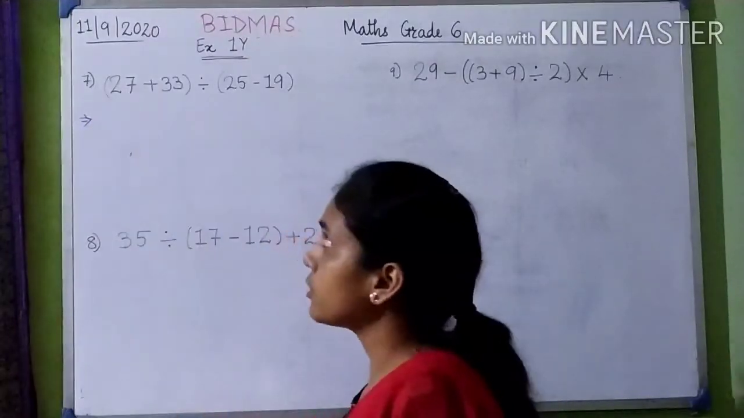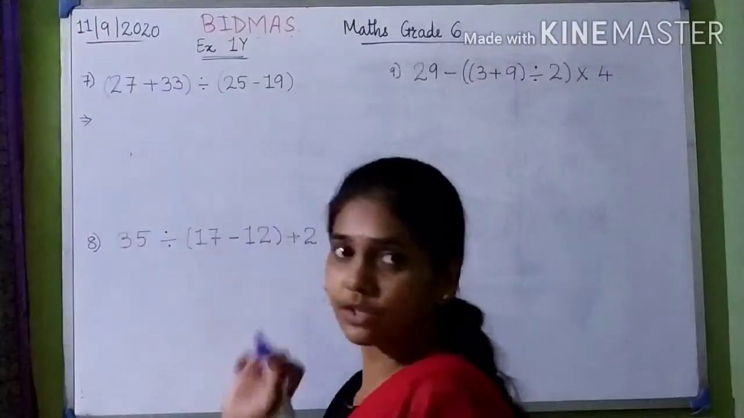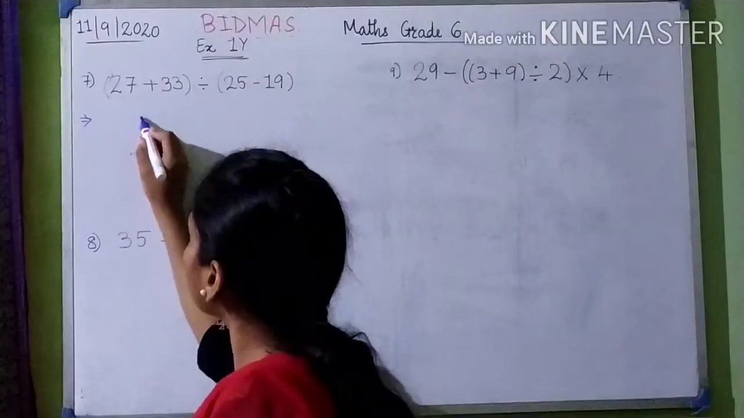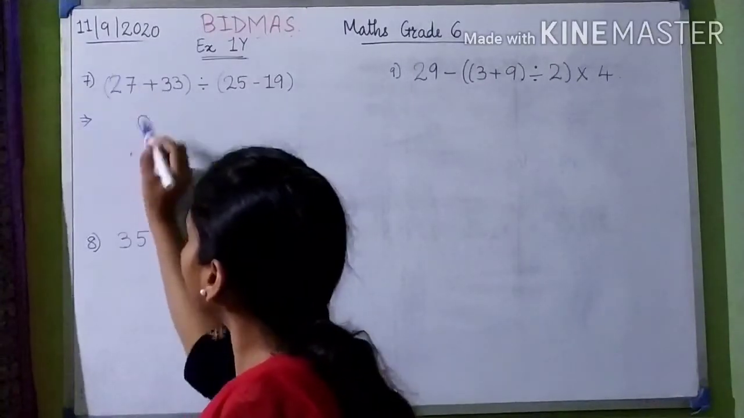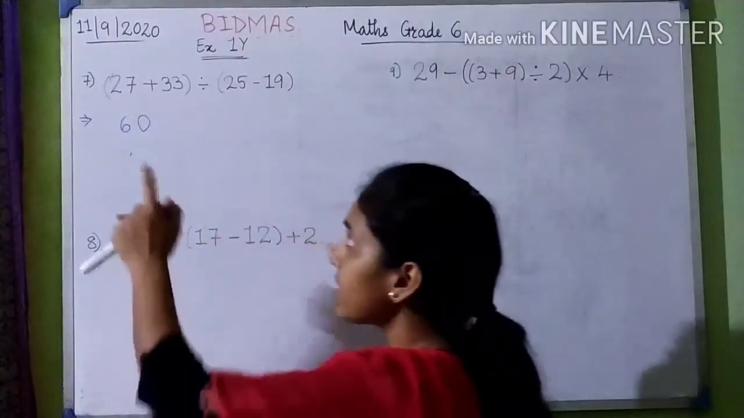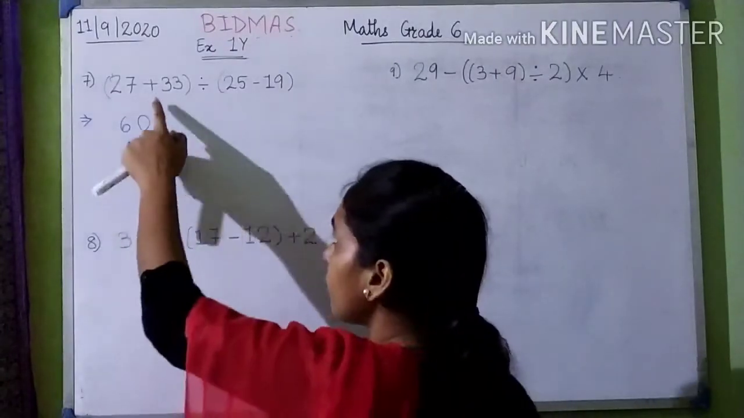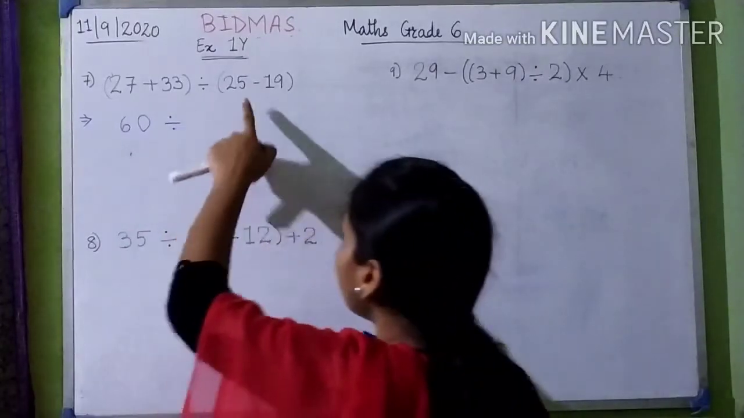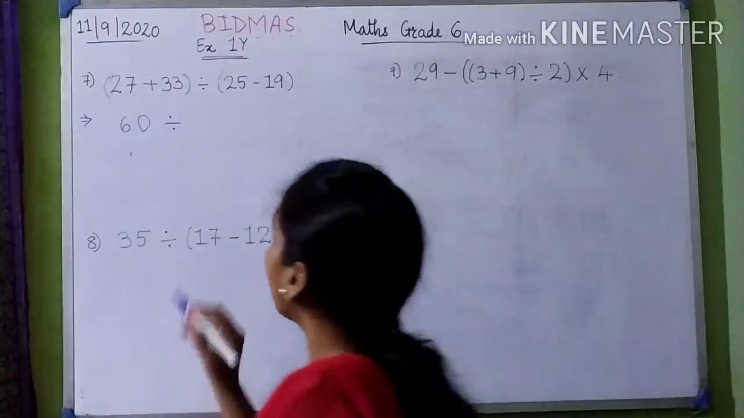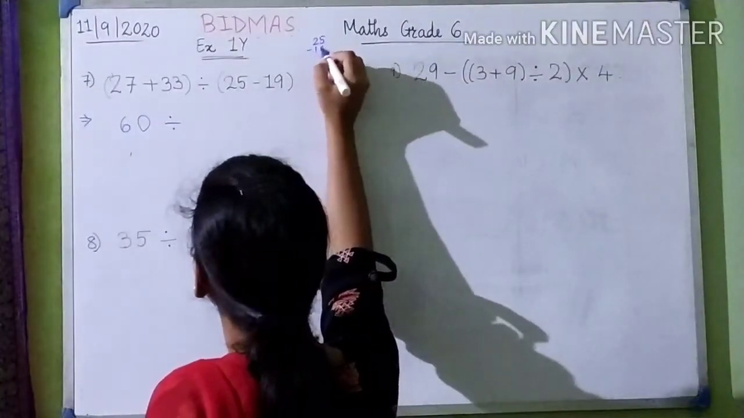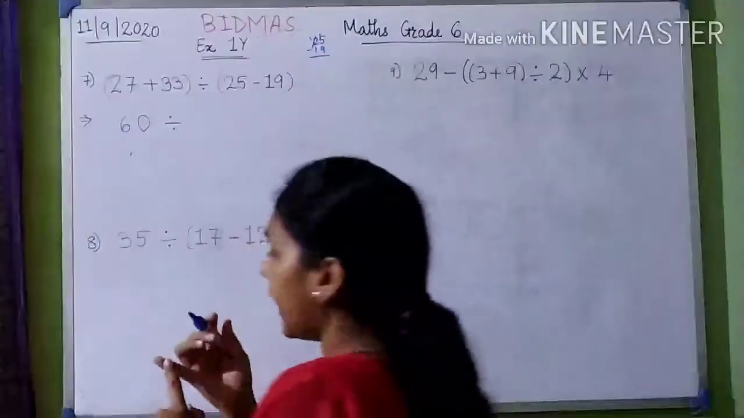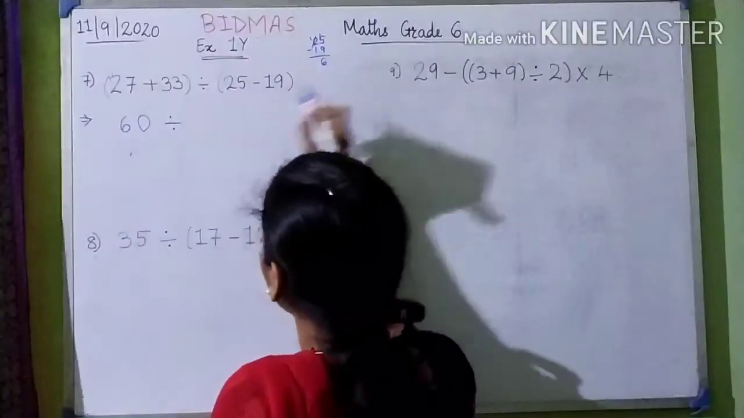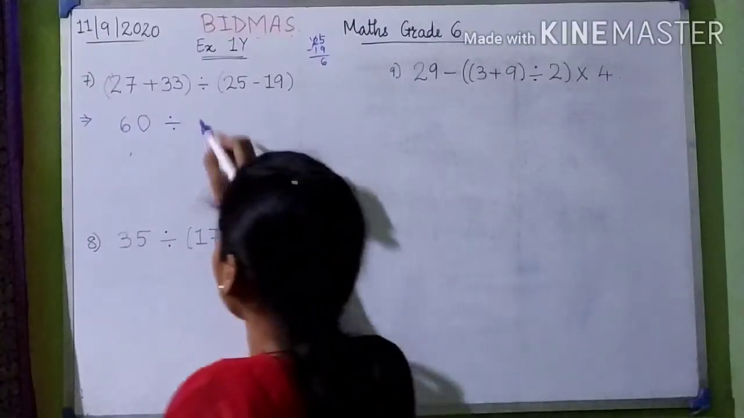First we will solve the first one. The first one is 27 plus 33. So what is 27 plus 33? 7, 8, 9, 10. So this becomes 10 and 3, 4, 5, 6. So this is 60. So 27 plus 33 is 60. So on solving the first bracket I have got 60. Now divided by, what is 25 minus 19? Let's do what is 25 minus 19. 10, 11, 12, 13, 14, 15. So 6. So 25 minus 19 is 6.